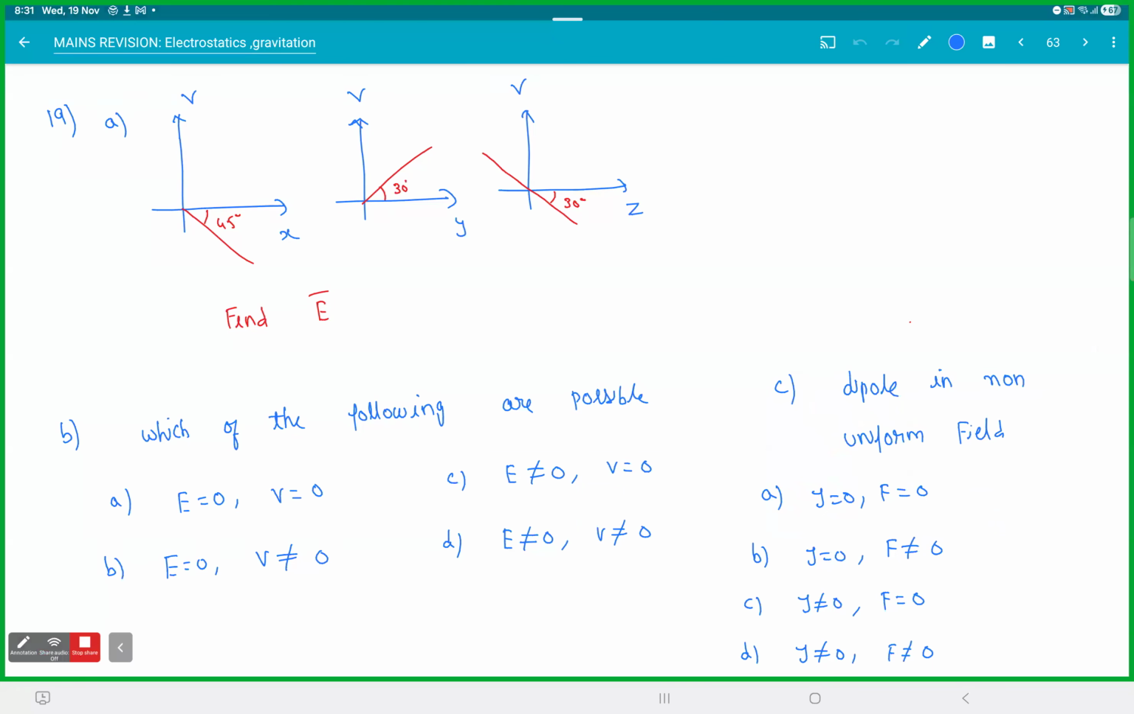Let's go ahead. Last time we were doing electro and gravity. Let's do a few more questions and we'll go ahead to capacitors and current. Let's get this.